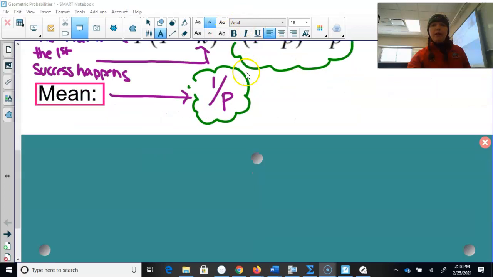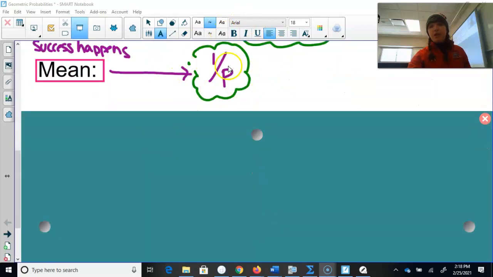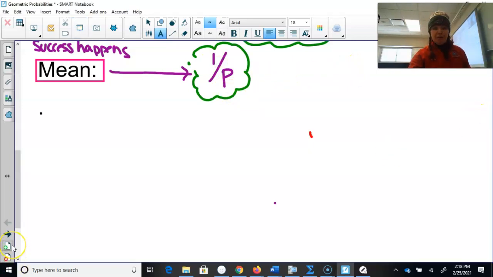The one thing that you'll need to know for geometric is the mean, and the mean is 1 over p. You don't need to know that previous formula because you do have your graphing calculator this year, and so I'm going to show you how to use that graphing calculator. Let's get going right away.